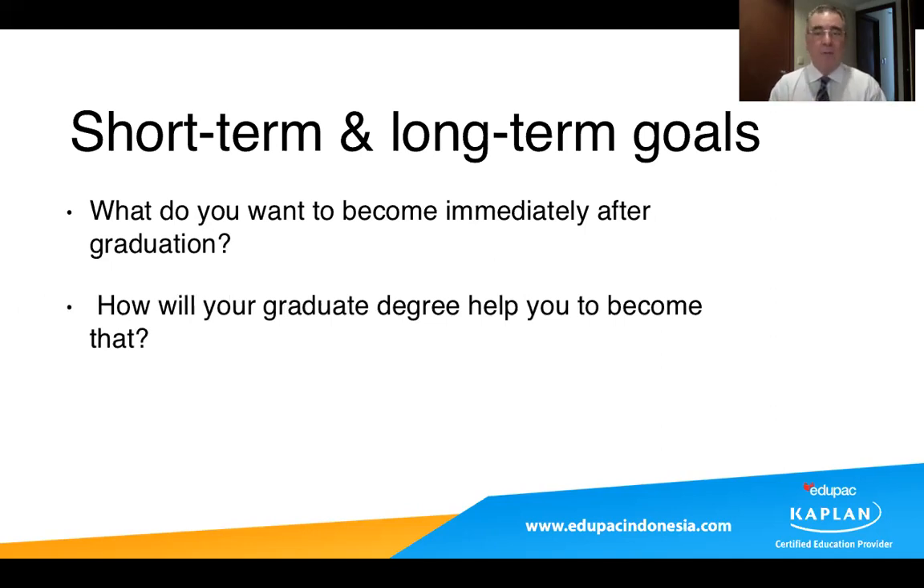Together with that, you need to explain how the degree that you receive from that university or program will help you to become that person in that position, or will help you to do that thing that you want to do after graduation. You're going to have a master's degree, and now how are you going to use that to create new opportunity for yourself? And what is that? What do you foresee that opportunity as being?